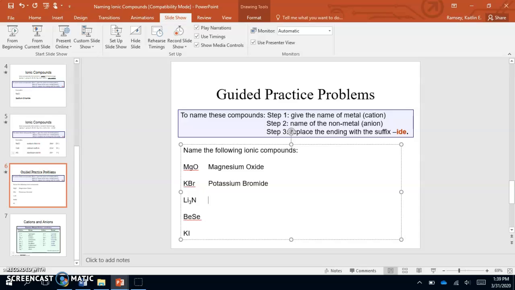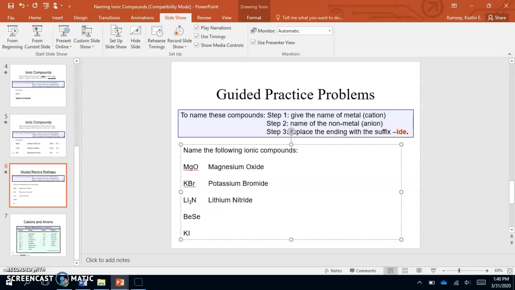Okay. So now let's take a look at our next example. Go ahead, pause the video, and see if you can figure it out. All right, so step 1 is we got to find the name of our metal, which is going to be lithium. And then our nonmetal is nitrogen, but again, we're dropping the ending. So it's not going to be lithium nitrogen. It'll be lithium nitride. We got to add that IDE on there.